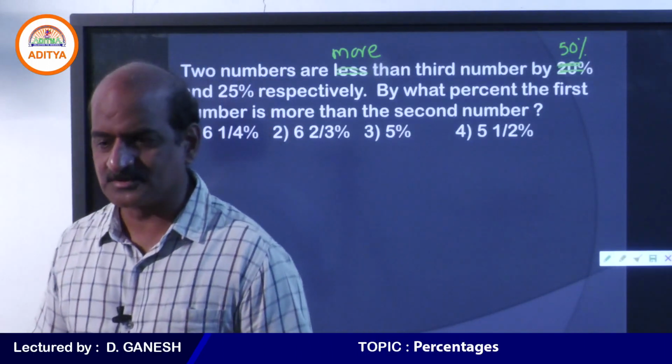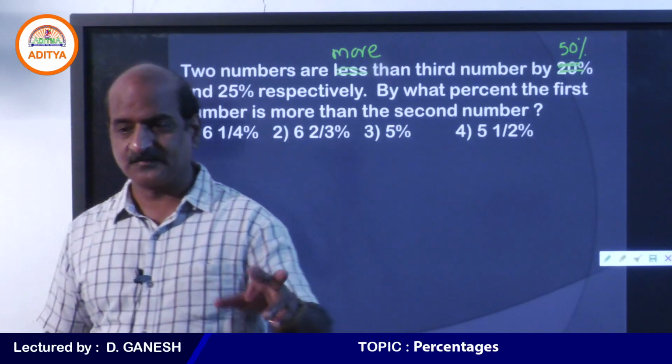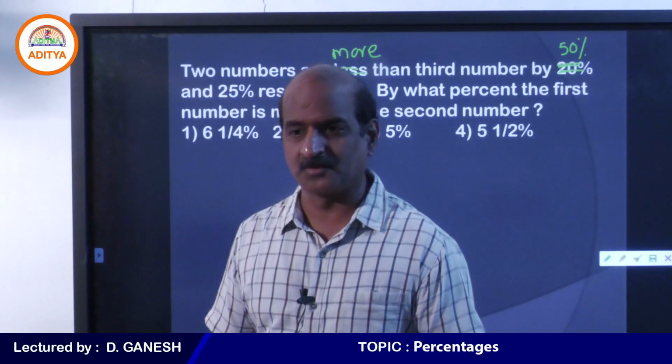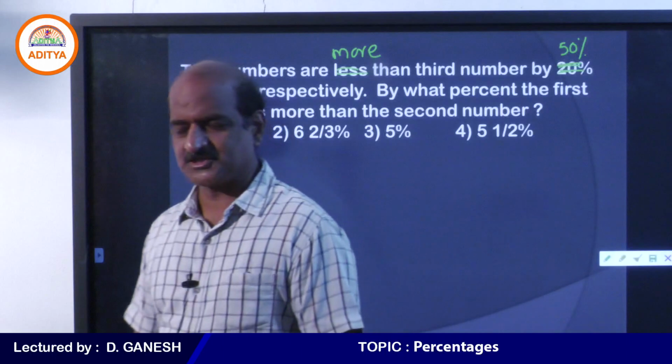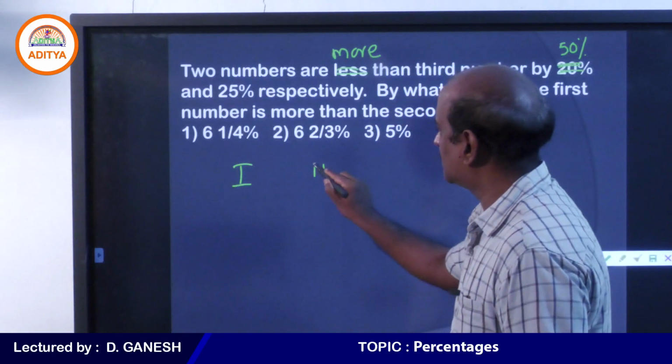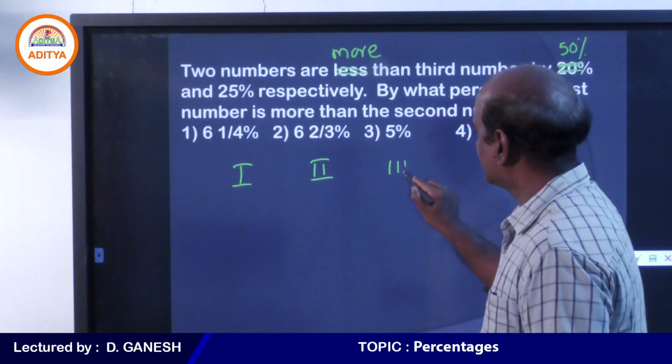You know why we need to start from the third number? Because the first two numbers depend on the third number. Obviously, we need to start from the third number only. Come on, make it fast. So, yes, these two numbers depend on the third number.